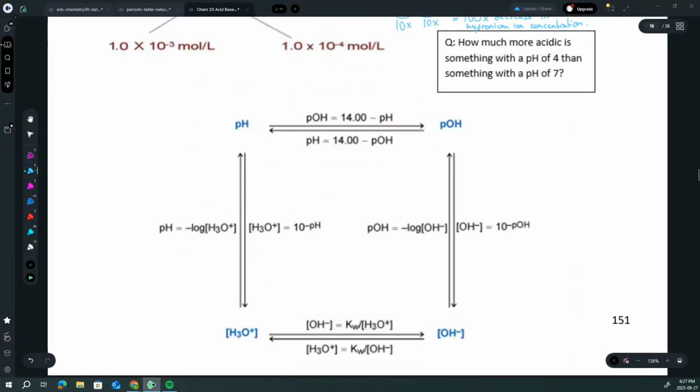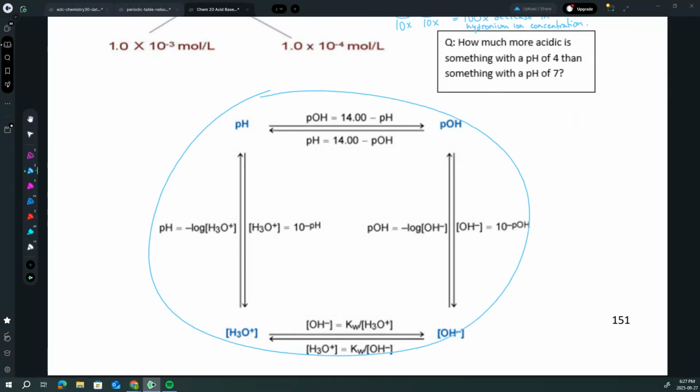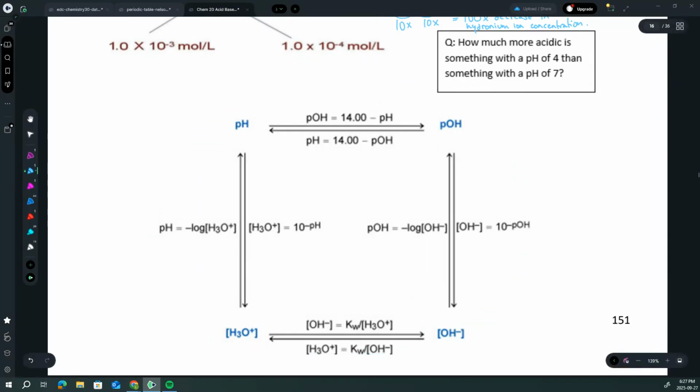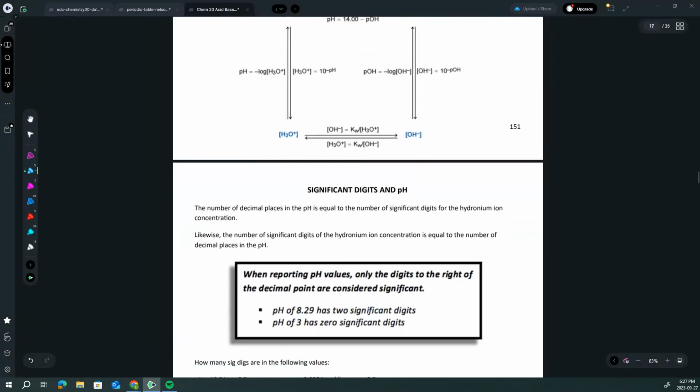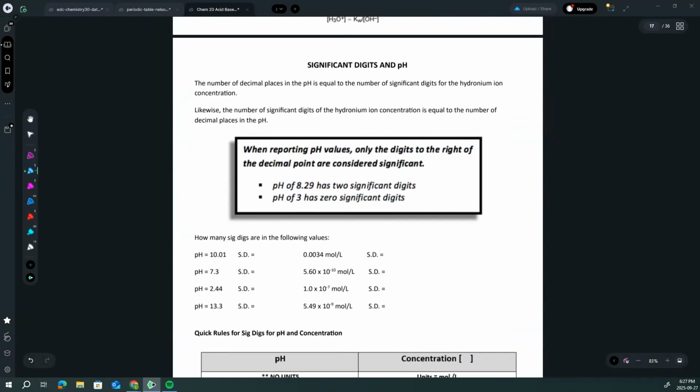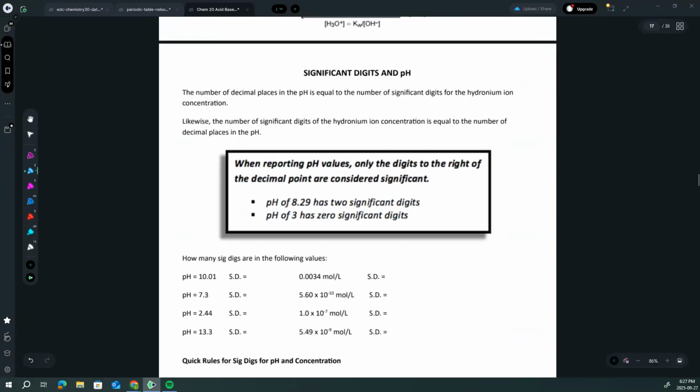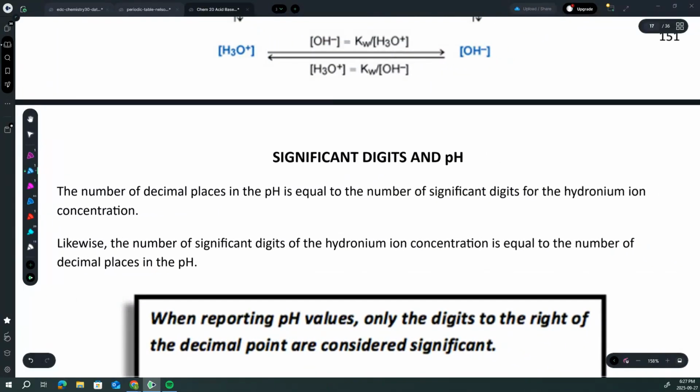If you're wondering what this is right here, this is a summary of all of the formulas that we are going to be using to figure out pH, pOH, hydronium concentration, as well as hydroxide concentration. We will get to that in a little bit. But first we need to talk about significant digits and pH, because the significant digits are a little bit weird compared to how we have been operating.